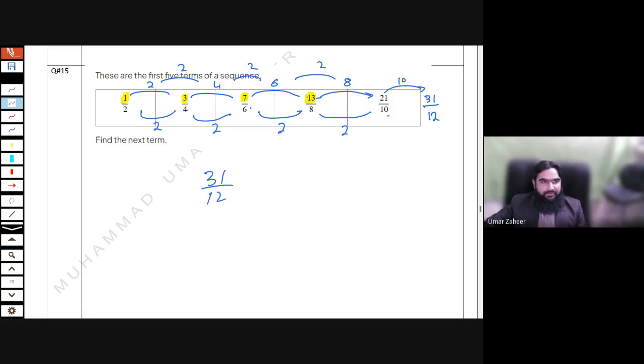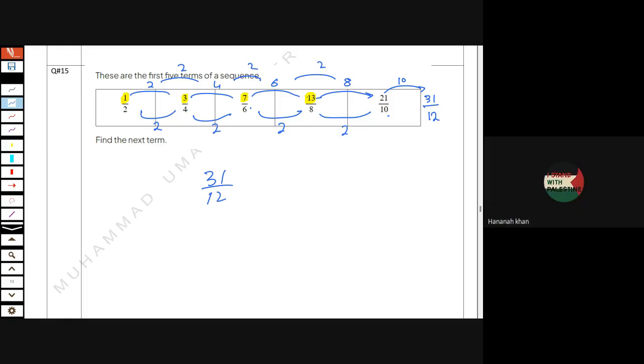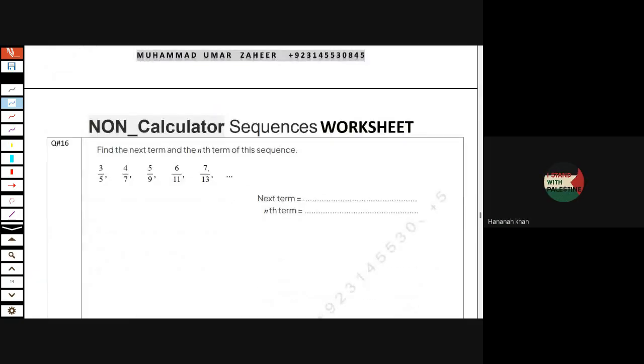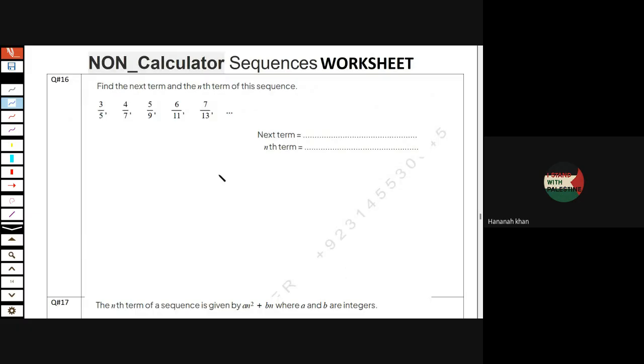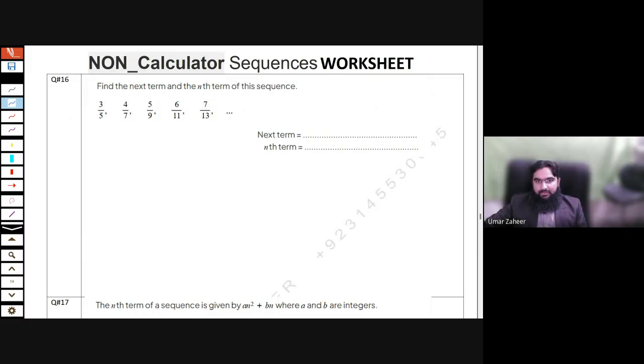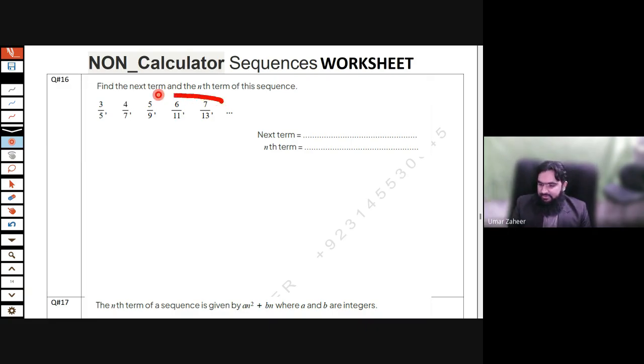Yes, it is clear. All right. In the next one, always remember, if they give you the sequence in fractional form, you have to deal with the numerator separately and the denominator separately. Numerator is your separate sequence and denominator is your separate sequence.